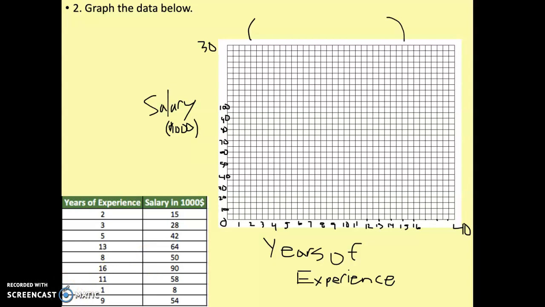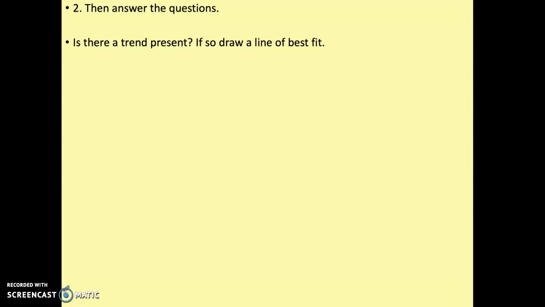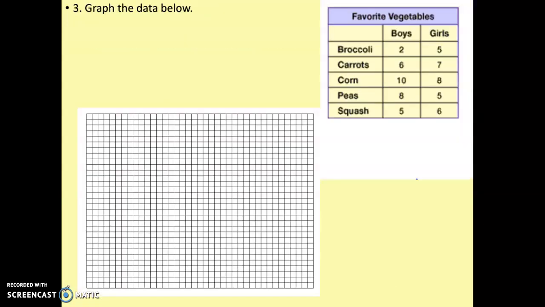Okay. And then we got one last graph here, or answer. Is there a trend present? If so, draw a line of best fit. So I want you to do that on your own. And then graphing data. Notice you have favorite vegetables, boys and girls, and you'd say number.